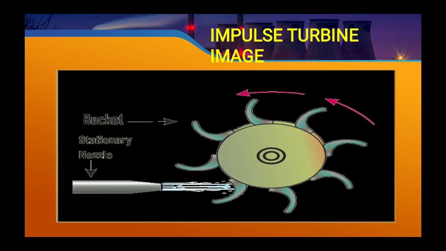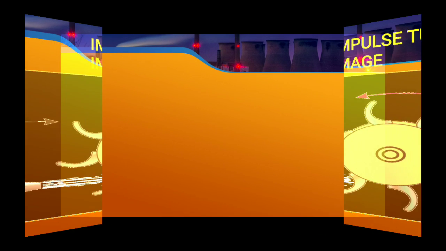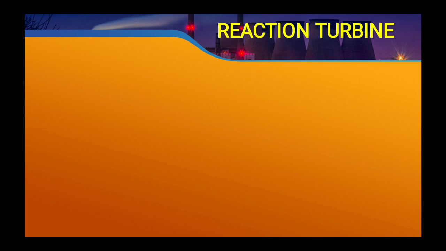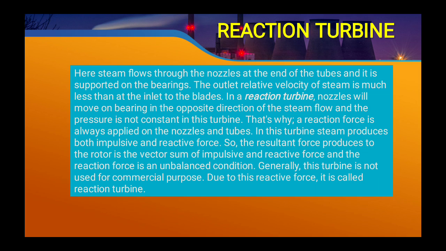Here you can see a bucket and the blades are connected with the bucket. Now the second one is the reaction turbine. Here steam flows through the nozzle at the end of tubes and it is supported on the bearings. The outlet relative velocity of the steam is much less than at the inlet to the blades. So in the case of a reaction turbine, a reactive force, or reaction force, is applied to rotate the turbine.